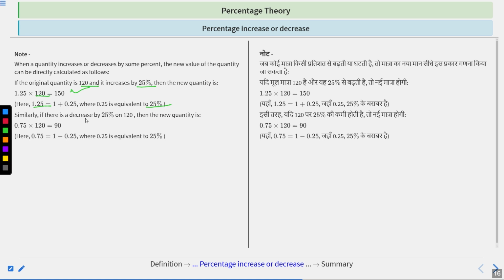Similarly, if there is a decrease by 25% on 120, then the new quantity is 0.75 multiplied by 120, and we get the decreased value, which is 90. Here, from where do we get 0.75? 1 minus 0.25, where 0.25 is the equivalent of the 25%.